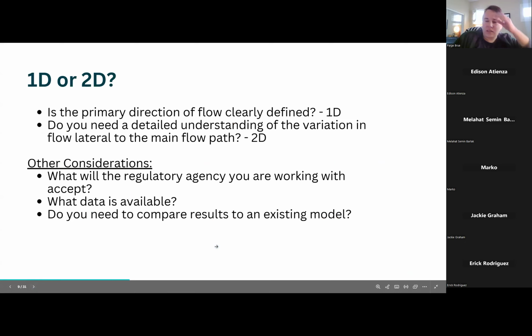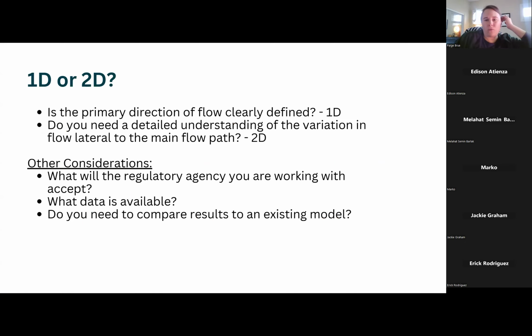So if you're deciding whether to do a 1D or 2D model, here are some questions to ask. From a more technical standpoint, the two major questions are, is the primary direction of flow clearly defined? For example, do you have just a straight concrete channel? For something like that, you really don't need a 2D model. 1D is very appropriate for that. Same if you just have a stream or riverine situation that's pretty clear cut.